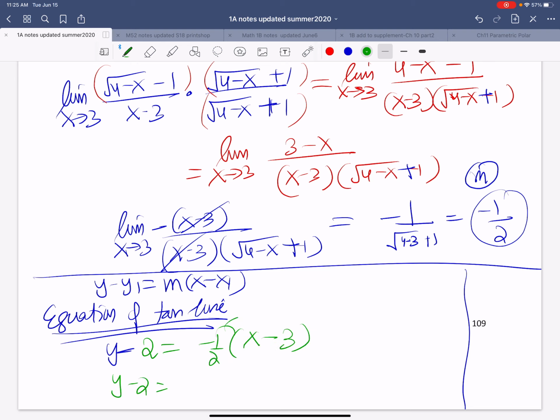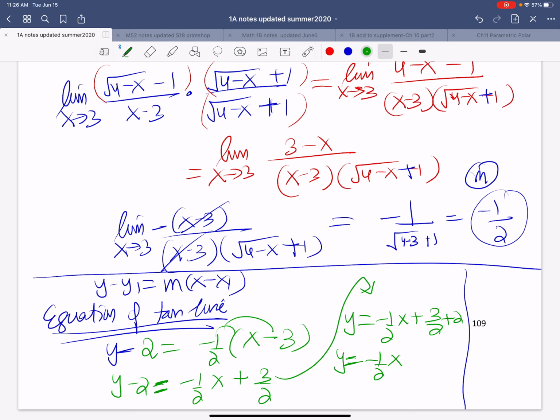y minus 2, let's go ahead and distribute: negative 1/2 x plus 3/2. Finally, if you want to isolate the y, we would add 2 to both sides: negative 1/2 x plus 3/2 plus 2, which would be negative 1/2 x plus 7/2. Yep, that would be a positive 3/2. Add a 2. Yep, perfect. That's the equation of the tangent line.